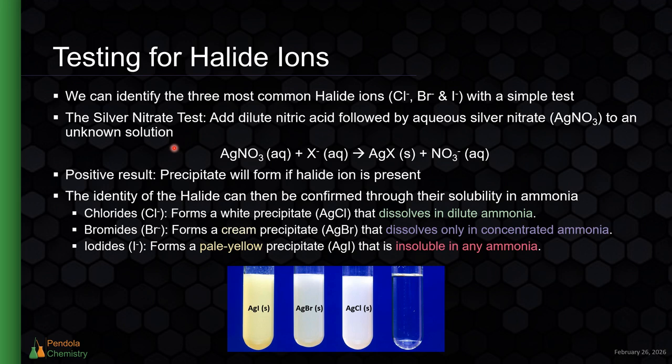What's going to happen here is if we have a positive result, if there is a halide ion, chloride, bromide, or iodide in there, we're going to get a precipitate, and depending on the halogen that we have in there, we'll get a different color precipitate. What's happening here is that the silver nitrate itself is reacting with the halide ion and creating, in essentially a double replacement reaction, the silver halide.